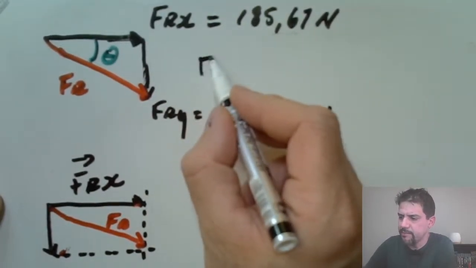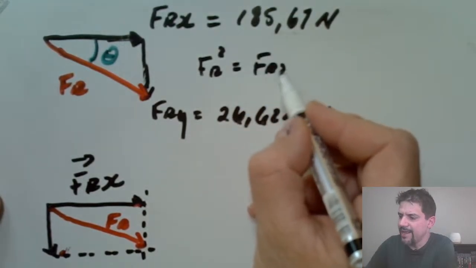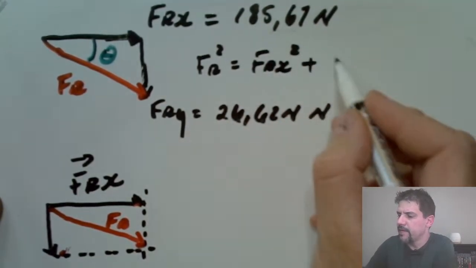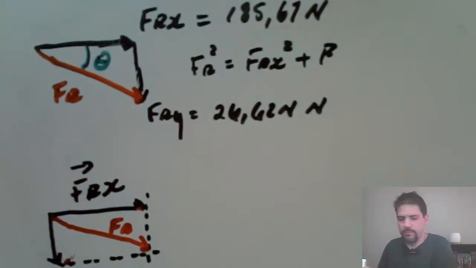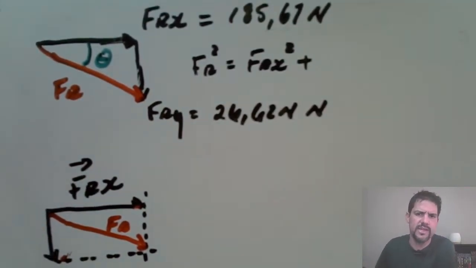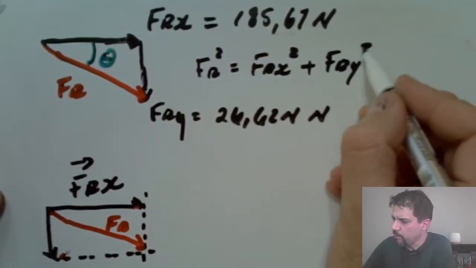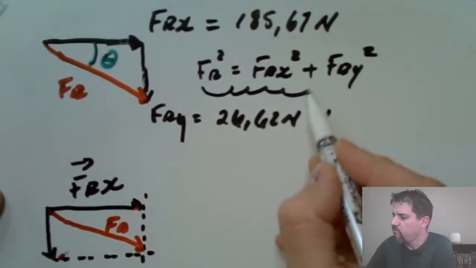Let's write it here. FR square is equal to FR in X square plus FR in Y square. I'm going to use FR, but you can use just R. This one is the theorem of Pythagoras.